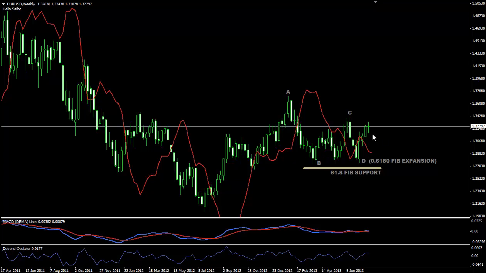So if the market really would go to the upside, taking out this high, it suggests that the market has a great bull power and even more power to continue to the upside.